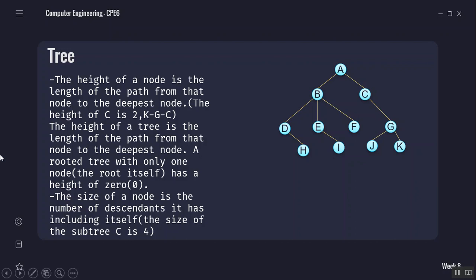Now the height of a tree is the length of the path from the root to the deepest node. A rooted tree with only one node, the root itself, has a height of 0. So let's say we only have the root node itself. This has a height of 0. But if this one has child nodes or children, then the height is 1.